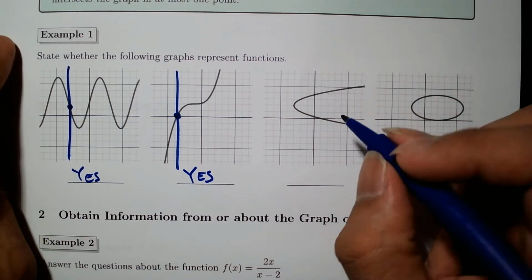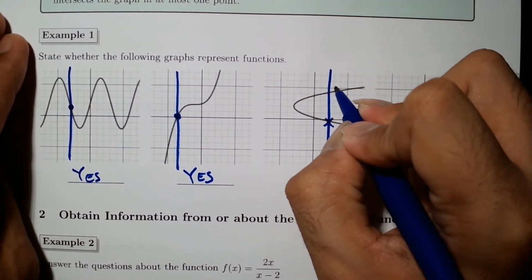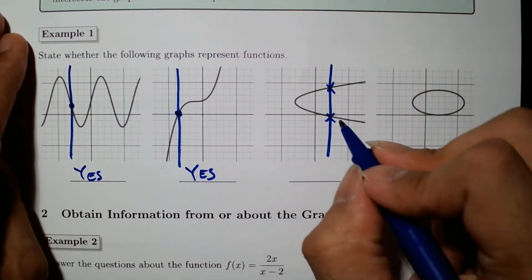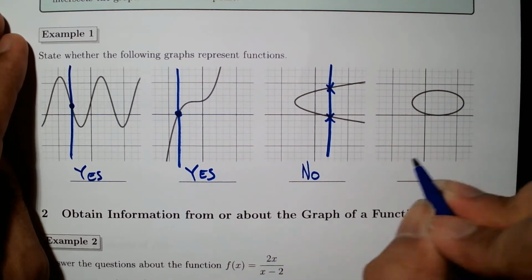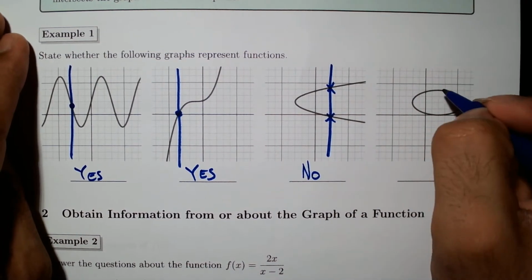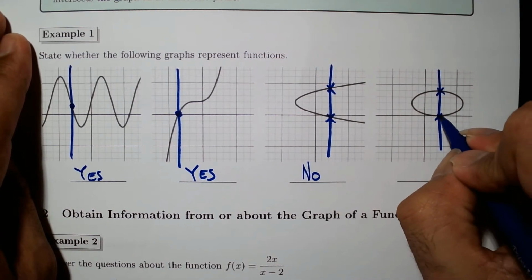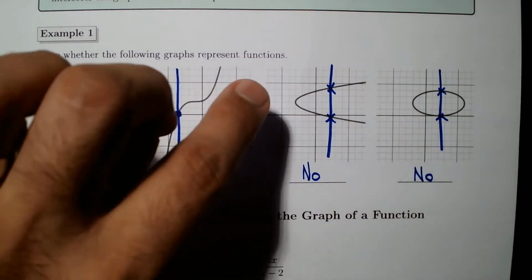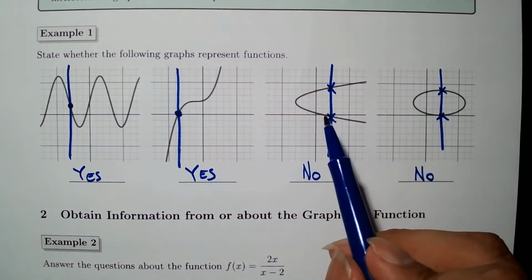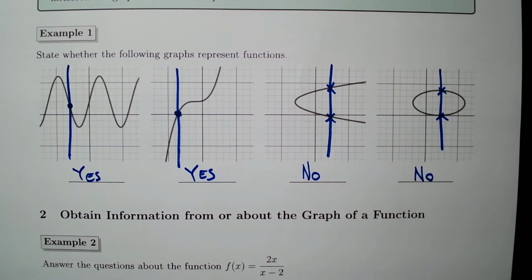In this case, if you look at this, drawing a vertical line is going to cross more than once, so this is not a function. And same for this last example. It's not going to be a function, because in these two cases the vertical line test intersects the given graph at more than one point.